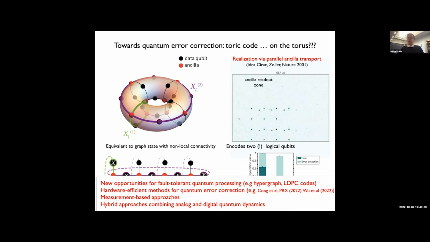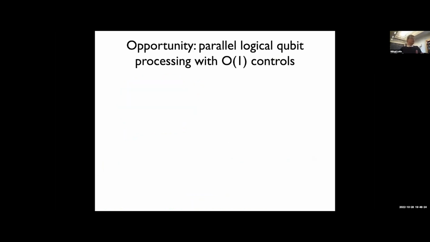This architecture is also very suitable for measurement-based quantum computing, which we are looking at, both in two and higher spatial dimensions. And there are, of course, these hybrid approaches that I already mentioned. But just to give you a little bit of feeling, there are a couple of directions. One of them involves basically processing quantum information using logical qubits.